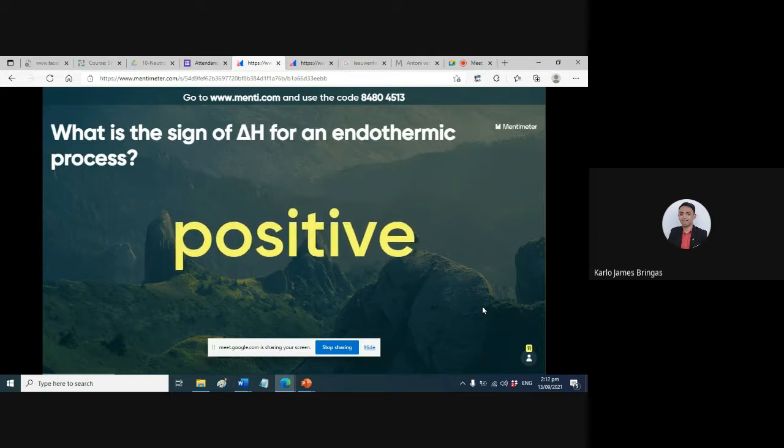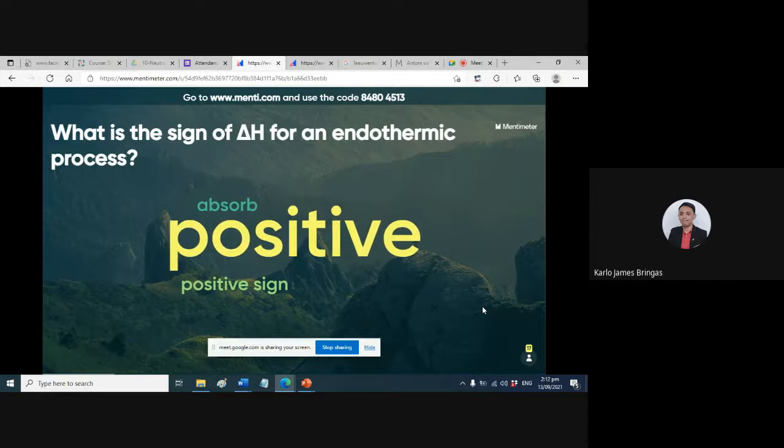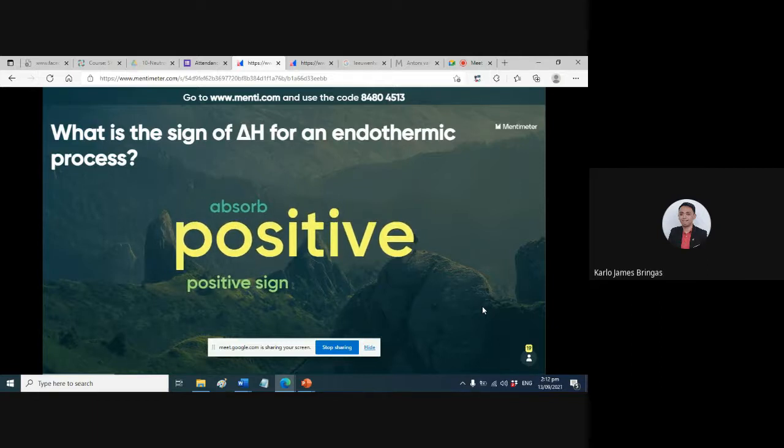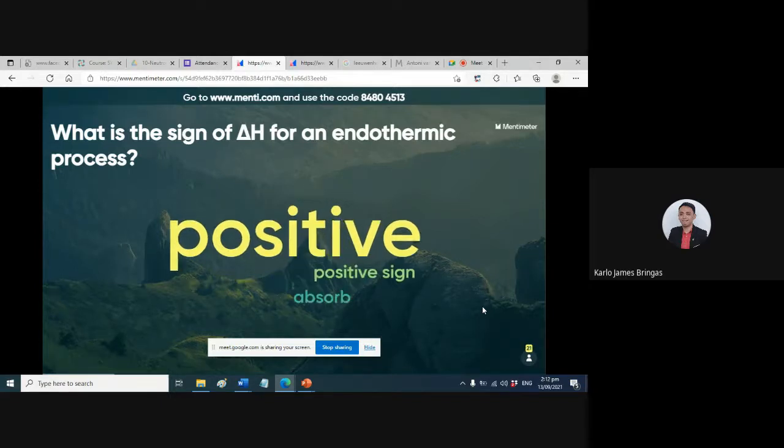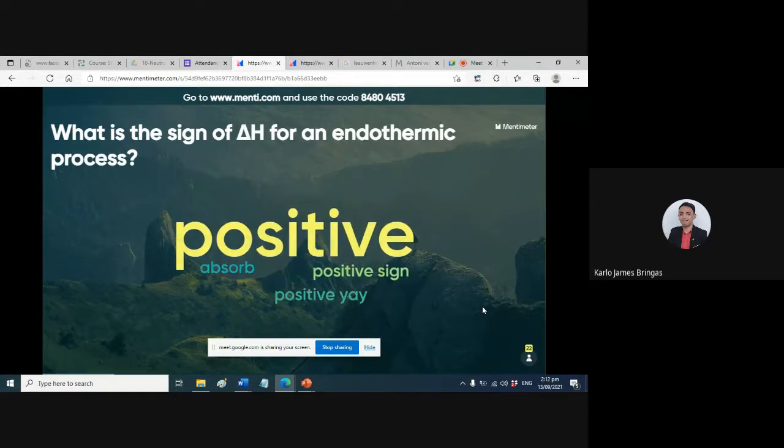So going strong si positive. Meron bang gustong maiba? Would like to have a different answer? Positive, yay. Okay, so naiba naman siya kahit pa paano. Okay. Sige, so an overwhelming majority naman answered that delta H is positive for an endothermic process. So that one is correct.